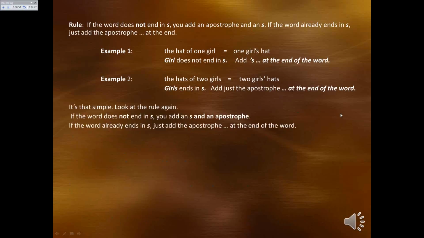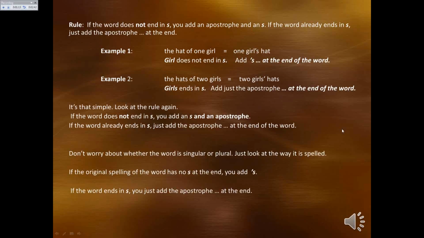It's really that simple. Look at the rule again. If the word does not end in S, you add an apostrophe and an S. If the word already ends in S, just add the apostrophe at the end of the word. Don't worry about whether the word is singular or plural. Just look at the way it's spelled. If the original spelling of the word has no S at the end, you add apostrophe S. But if the word actually ends in S, you just add the apostrophe. Your only problem is that you have to make the determination on a test when the S is already sitting there. Does that word originally take an S, or does it originally not take the S?